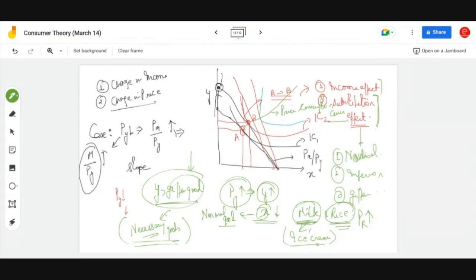What will you decrease, ice cream consumption or rice consumption? Ice cream consumption. So even though ice cream is a normal good, we still decrease the consumption of ice cream, not rice.